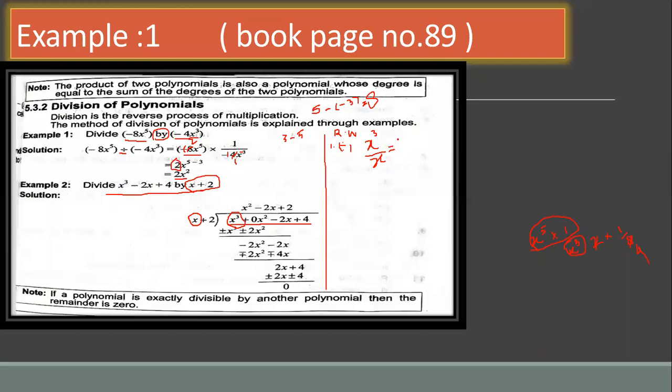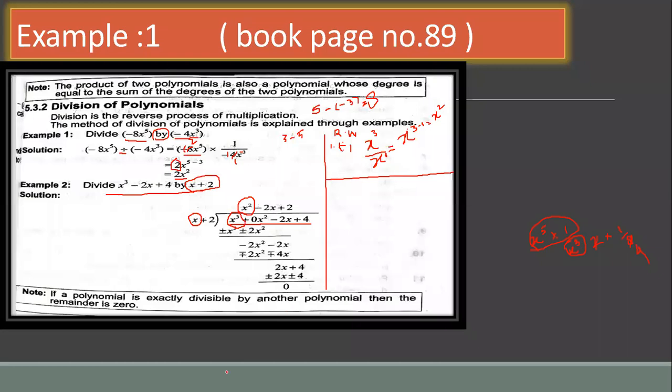Alright, now what I have told you, according to the law of exponents, we are going to subtract the exponents. What is the power over here? Where there is nothing, there will be 1. So 3 minus 1 gives us x square. So that is my quotient and I will write it over here. So this is my first step.